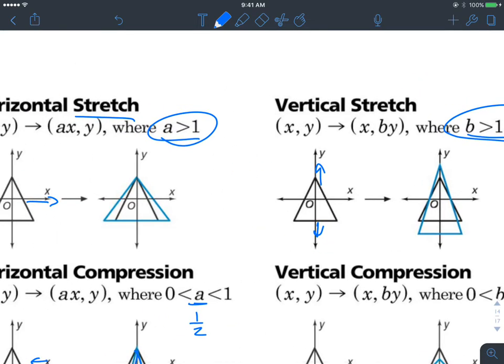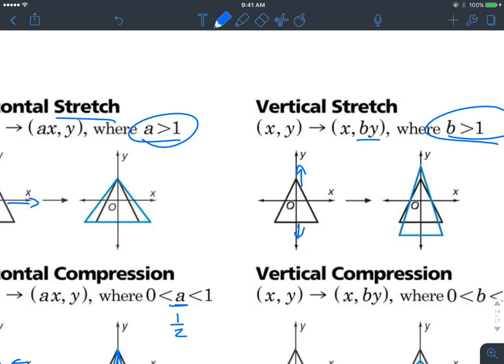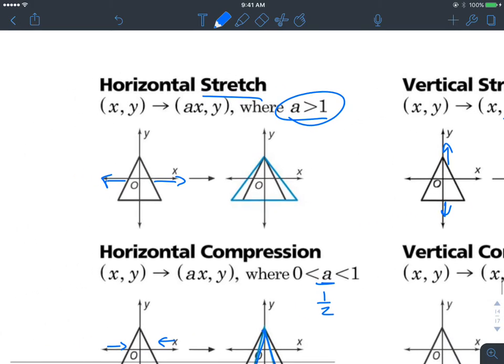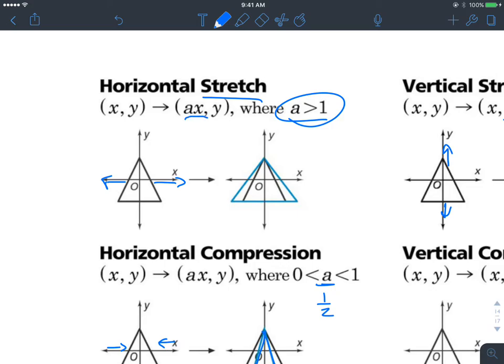And notice here too, I kind of forgot to hit on this. Notice that you're multiplying the y value since it's a vertical stretch. And then if you're doing a horizontal stretch, you take your x values and multiply them.